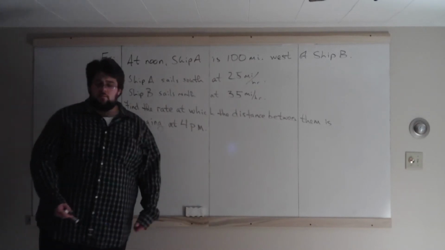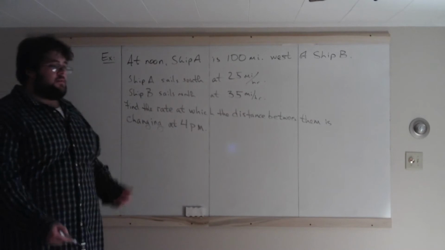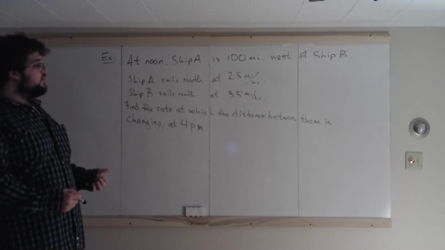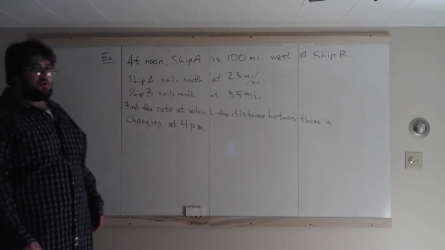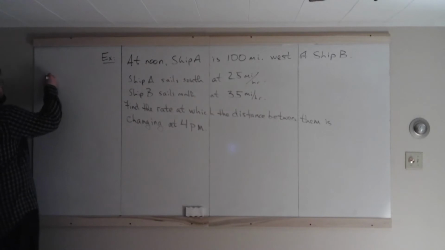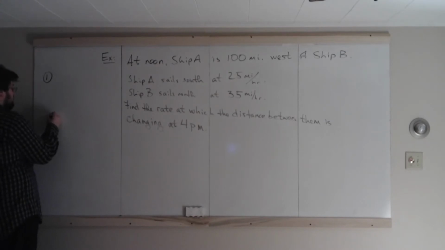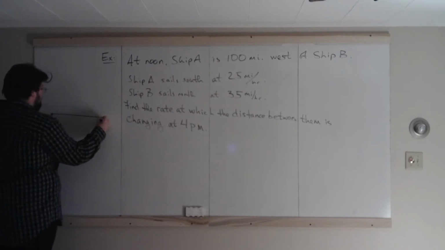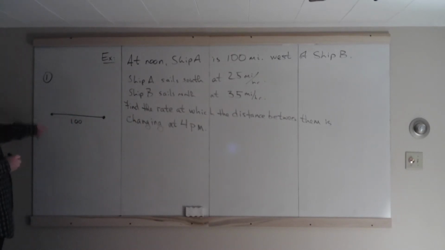Now, before I draw the picture, it would be worth taking a few minutes to try drawing it yourself with me on pause. So try drawing it and see what you come up with, and then unpause and see how it compares to mine. So first, we'll draw a picture. At noon, ship A is 100 miles west of ship B. So A is over here, B is over here.